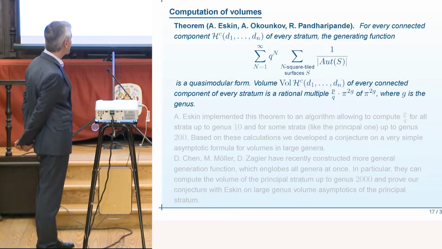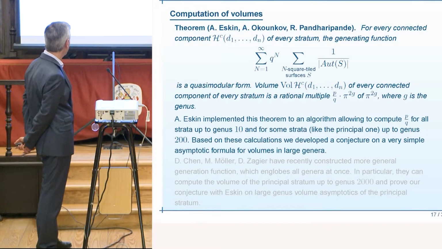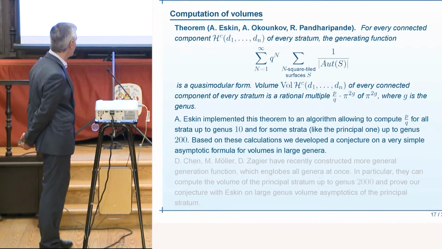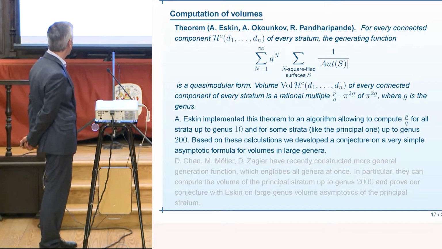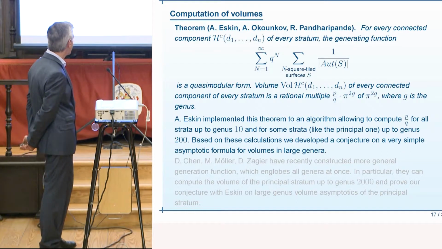Eskin implemented this theorem into an algorithm which allowed to compute these rational factors for all strata up to genus 10, and for the principal stratum up to genus 200. And based on these calculations, we developed a conjecture on a very simple asymptotic formula, and this conjecture is partly proved very recently by Chen, Möller and Zagier, who constructed a certain more elaborate generating function.